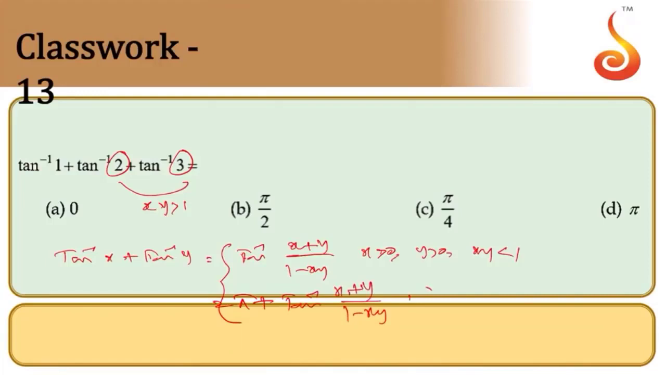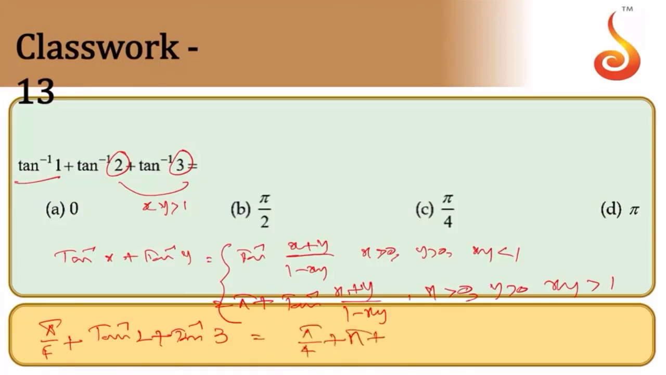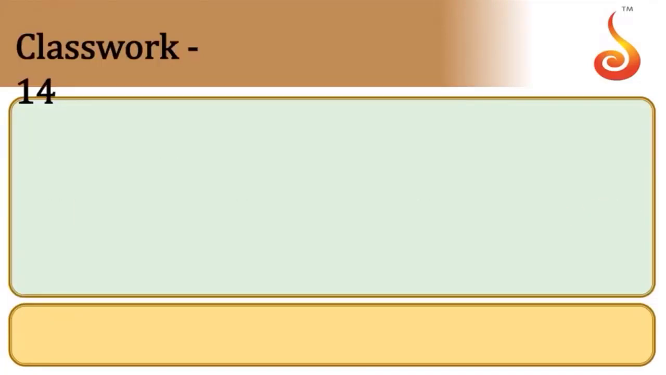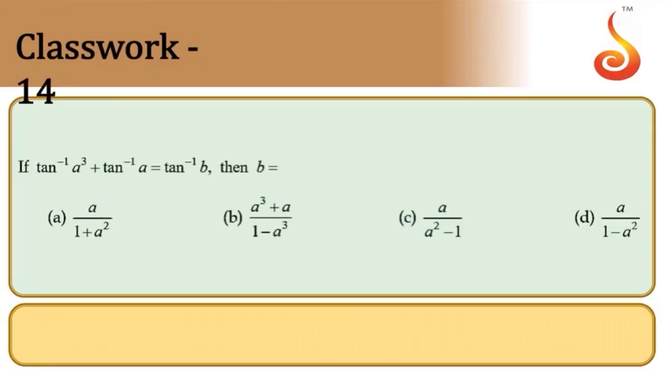It is pi plus tan inverse of (x plus y) by (1 minus xy), to be taken for x positive, y positive, but xy greater than 1. So by using this one, tan inverse 2 plus tan inverse 3, and tan inverse 1 is equal to pi by 4, you know that one. So pi plus tan inverse of (x plus y) which is 5 divided by minus 5, this is minus pi by 4, plus pi by 4 gets cancelled, so the answer is equal to pi. That's the solution for the problem. Okay, so pi is the answer.